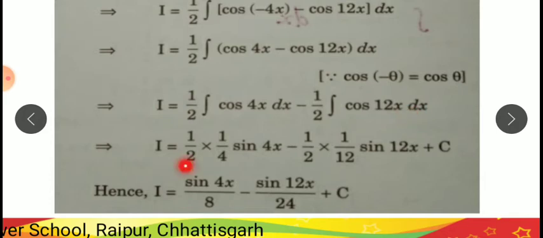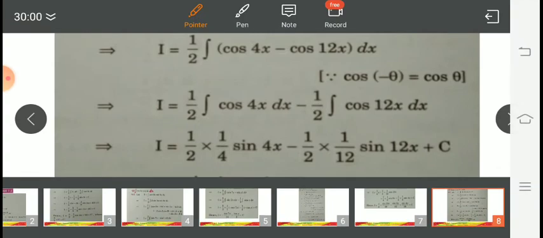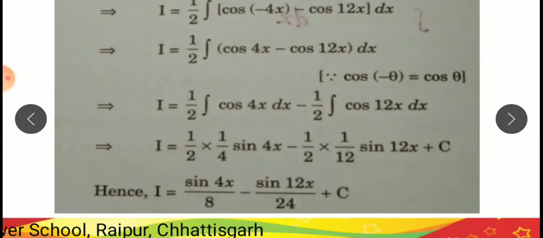After integration we are getting 1 upon 2 into 1 upon 4 sine 4x minus 1 upon 2 into 1 upon 12 sine 12x plus constant of integration. Finally, its integration is y is equal to sine 4x upon 8 minus sine 12x upon 24 plus c.